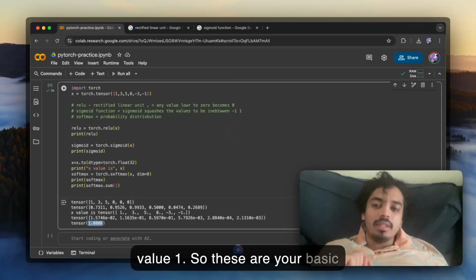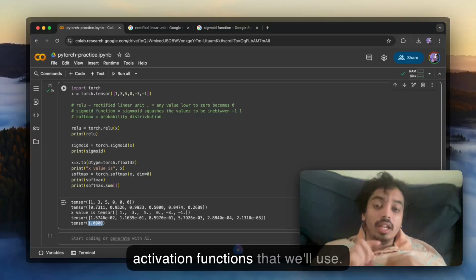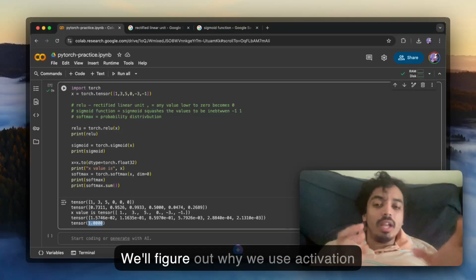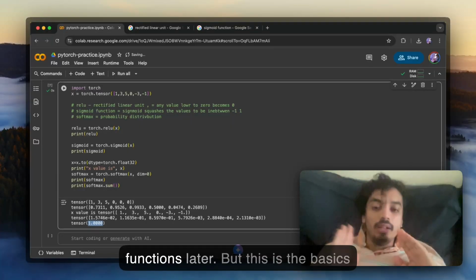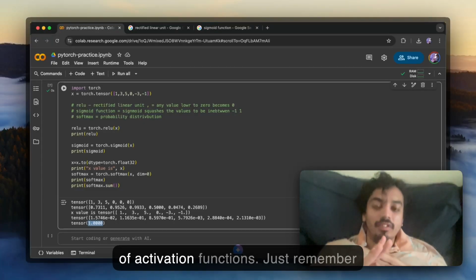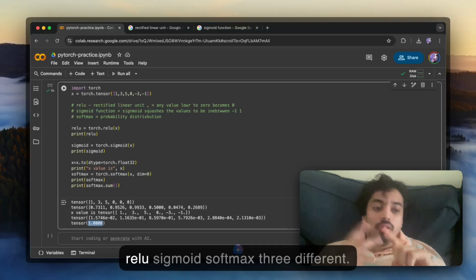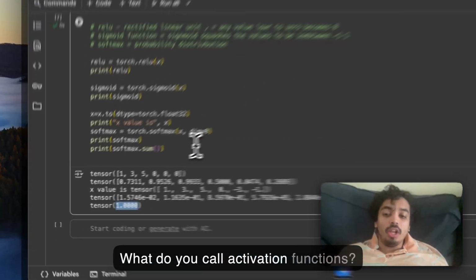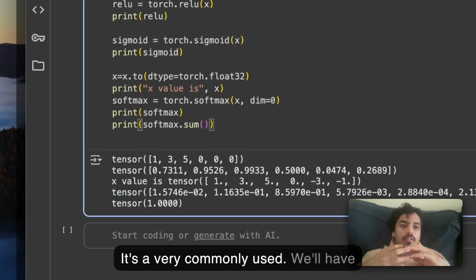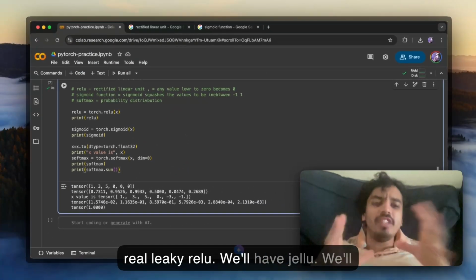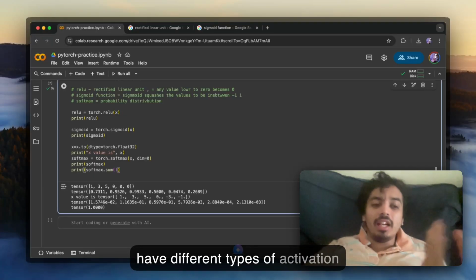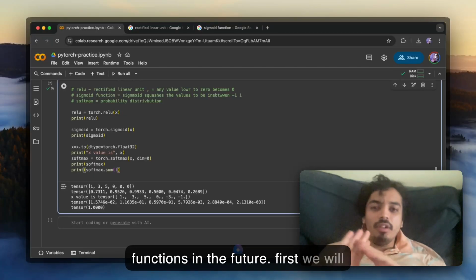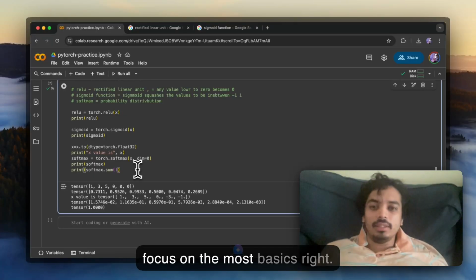So these are your basic activation functions that we'll use. We'll figure out why we use activation functions later, but this is the basics. Just remember ReLU, sigmoid, softmax: three different activation functions which are very commonly used. We'll have leaky ReLU, we'll have GeLU, we'll have different types of activation functions in the future. But first we'll focus on the most basic ones, right?